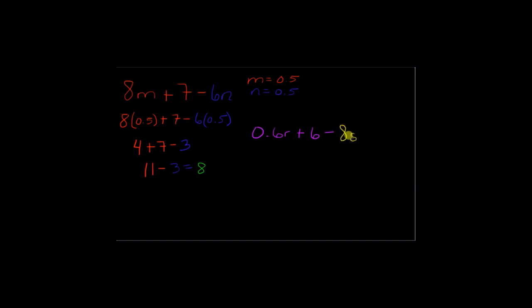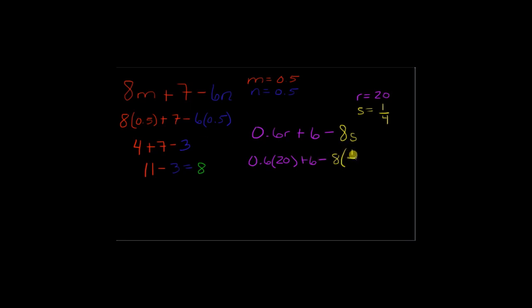Our values for r and s: r is going to be 20 and s is going to be 1/4. So I've incorporated a fraction here, but we also know that 1/4 is 0.25 as a decimal. So just like the last example, 0.6 times r, which r in this case is 20, plus 6 minus 8 times 1/4.